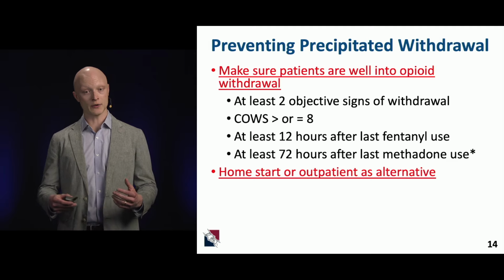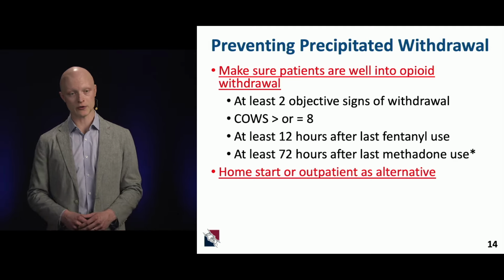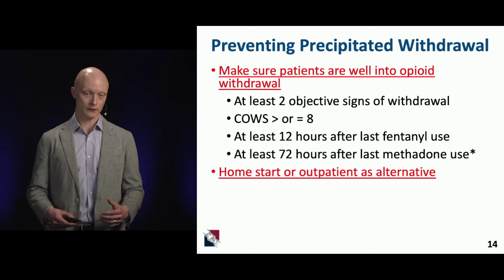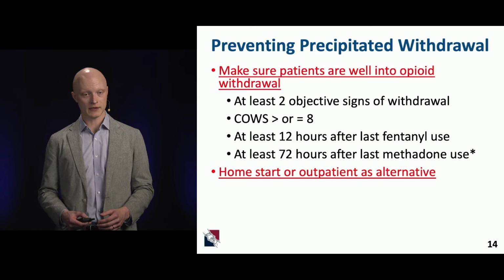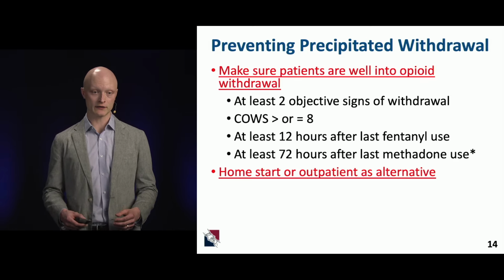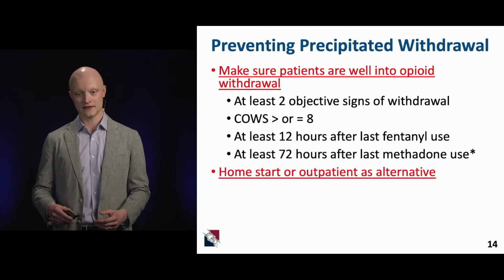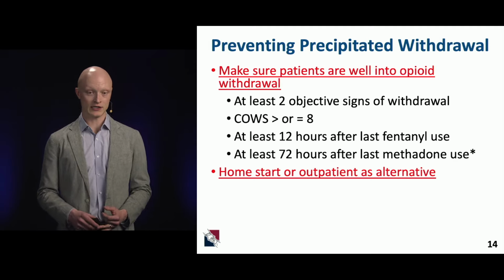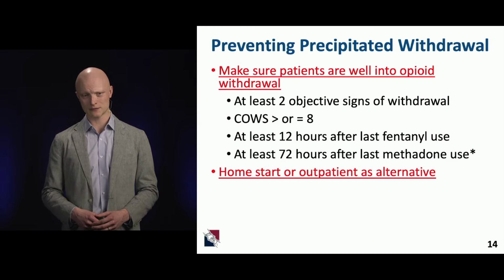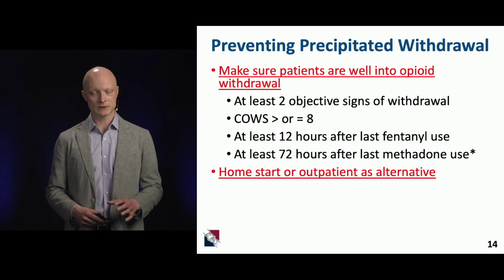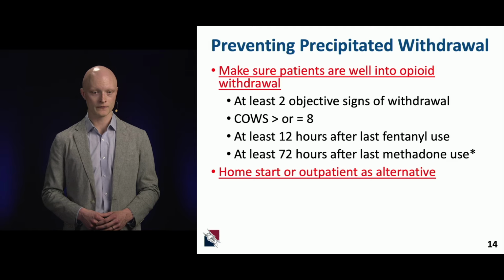First, before we give buprenorphine, we should actually make sure our patients are well into opioid withdrawal. That means, as before, a COWS score of greater than or equal to 8. But, and perhaps even more safely, we should be looking for at least 2 objective signs of withdrawal. Again, that's sweating or looking flushed, seeing a tremor, yawning, and other signs that make them visibly look sort of sick.